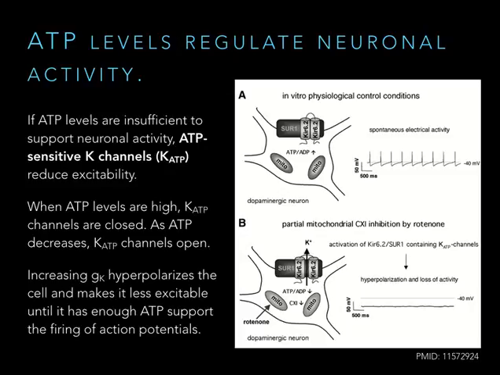The neuron has ATP-sensitive potassium channels to do just that job. So they sense ATP levels. They're blocked when ATP levels are high. So as long as we have enough ATP around to keep our pumps running, these potassium channels stay closed and we can fire action potentials. That's what we're seeing in panel A.